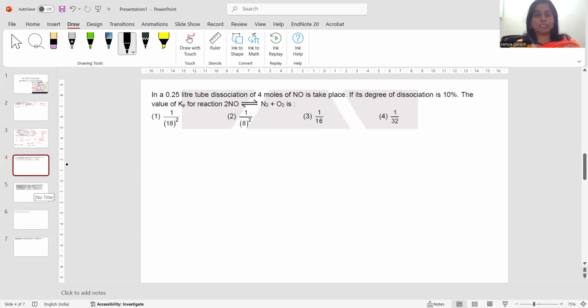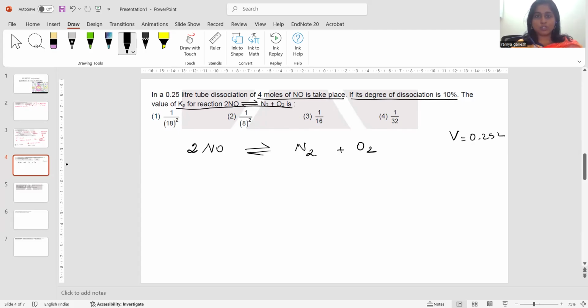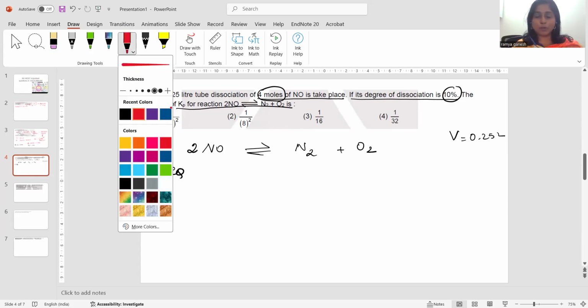In a 0.25 liter tube, dissociation of 4 moles of nitric oxide is taking place. If the degree of dissociation is 10%, the value for Kp for the reaction could be. So step number 1, we have to start by writing the reaction, isn't it? Nitric oxide will definitely get dissociated into nitrogen and oxygen. Let's balance it: 2NO. So the volume here is 0.25 liters, and 4 moles is taken. And the dissociation is 10%.